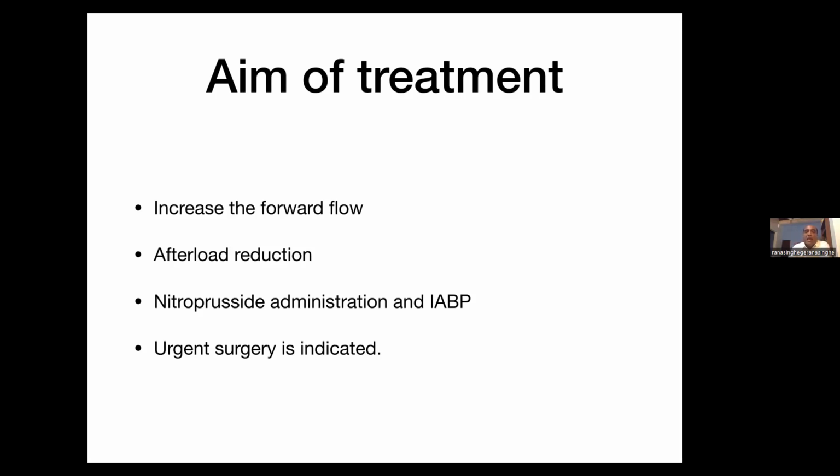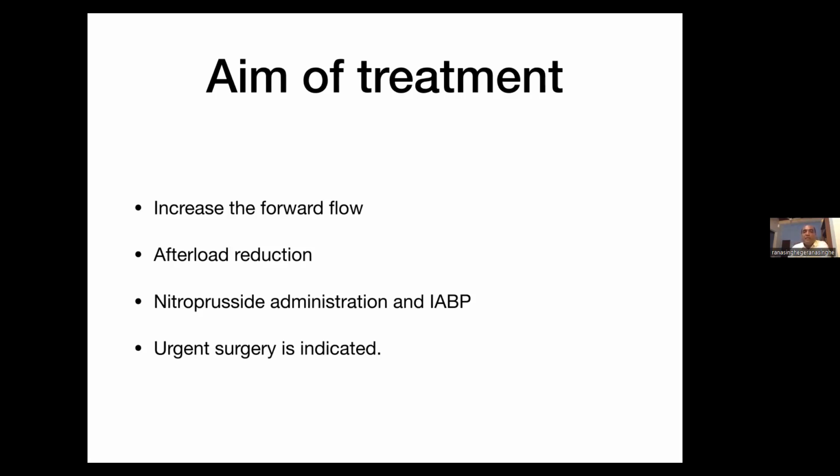And our aim is to lower the aortic pressure. Even though the pressure is low, still in acute MR, we try to lower the blood pressure. So we can start drugs like nitroprusside, small dose, to lower the aortic pressure, thereby increasing the forward flow. And in patients with acute mitral regurgitation, we can put an intra-aortic balloon pump to increase the diastolic blood flow, which will increase the tissue perfusion and at the same time the coronary perfusion.